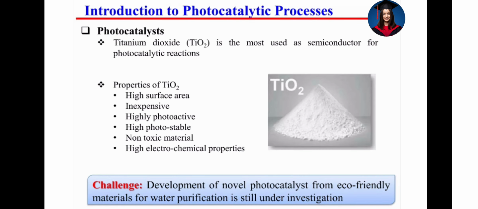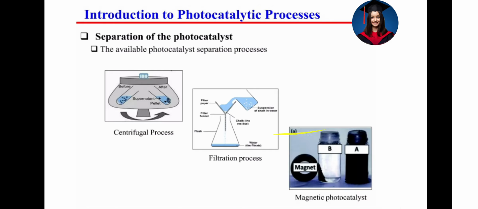Titanium dioxide is one of the most used semiconductors for photocatalytic reactions. The properties of titanium dioxide: it has high surface area, is inexpensive, highly photoactive, highly photostable, a non-toxic material, with high electrochemical properties. What are the main challenges? Development of novel photocatalysts from eco-friendly material for water purification is still under investigation, and is one of the most diverse areas of research where a lot of studies are going on.